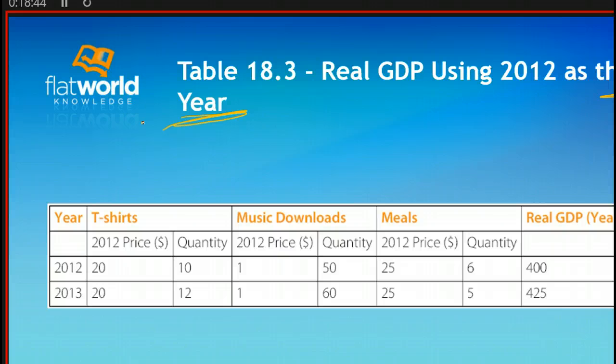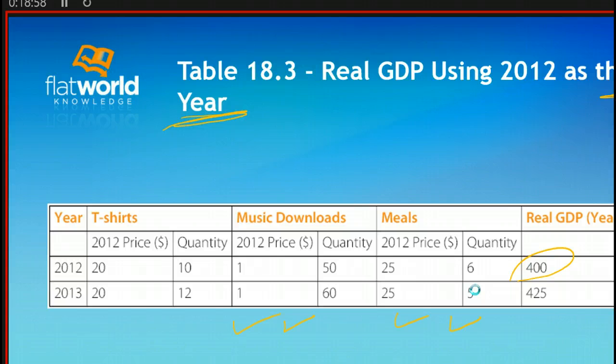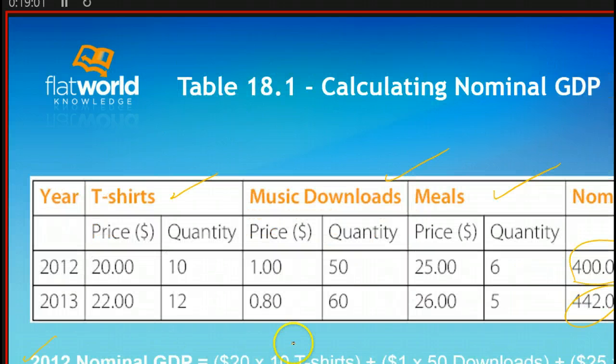Well, what I then need to do is measure real GDP. 2012's real GDP is going to be the 2012 production times 2012 prices. Well, that's going to be the exact same thing, right? I already did that on the previous slide. 2012's output times 2012's prices, and that comes up to $400.